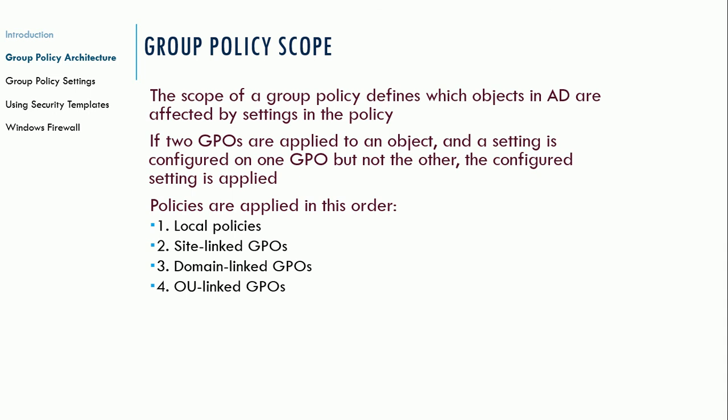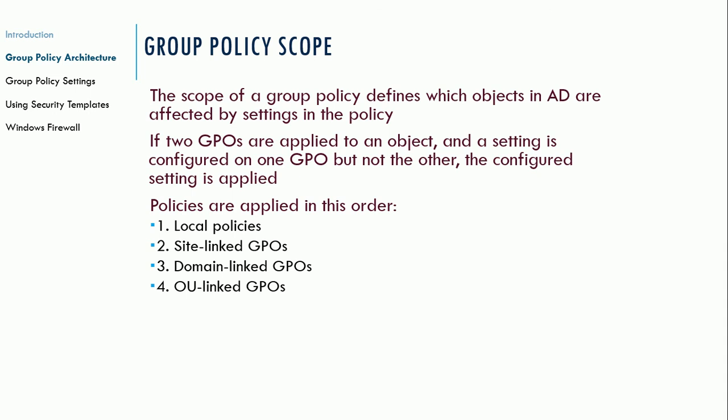That means if you put a setting in an OU GPO, it is going to override anything in the domain or site-linked GPOs. Now, the reason we have this hierarchy is you might have certain settings that should only apply to mobile users, for example.